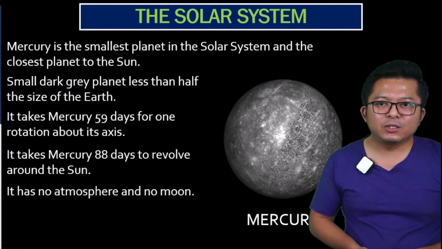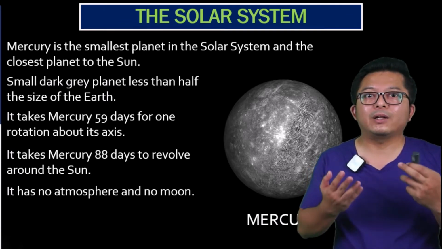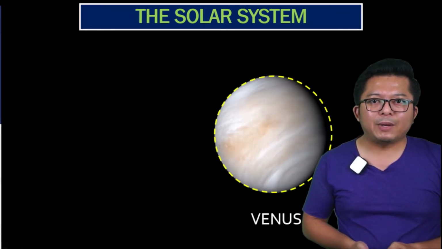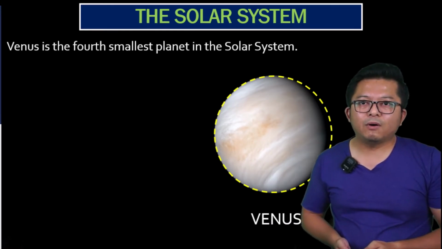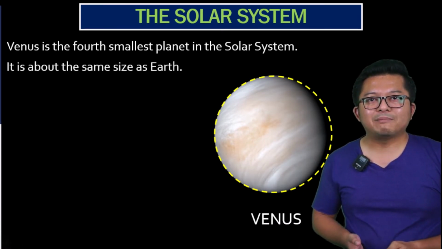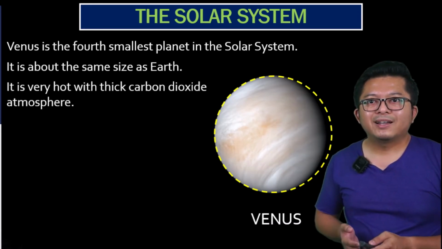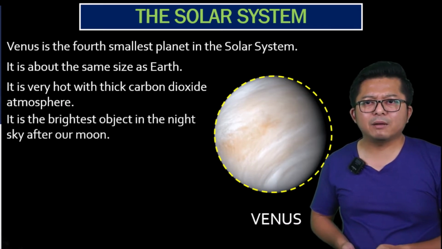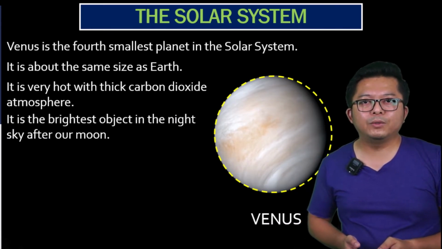Now, it has no atmosphere and no moon. Atmosphere means air that we can breathe, like on the Earth. Okay, the next planet that we need to see is Venus. Venus is the fourth smallest planet in the solar system. It is about the same size as Earth. It is very hot with a thick carbon dioxide atmosphere. It is the brightest object in the night sky after our moon.